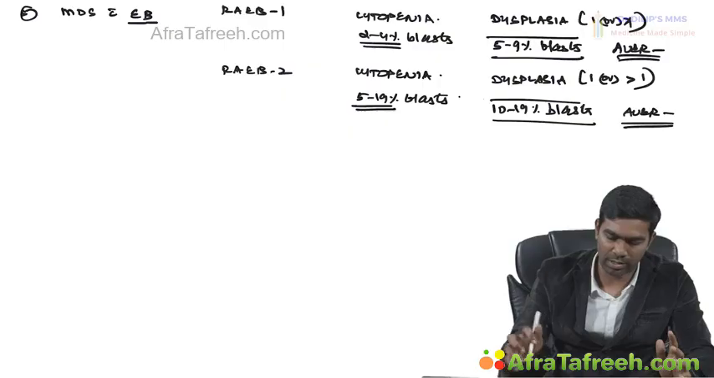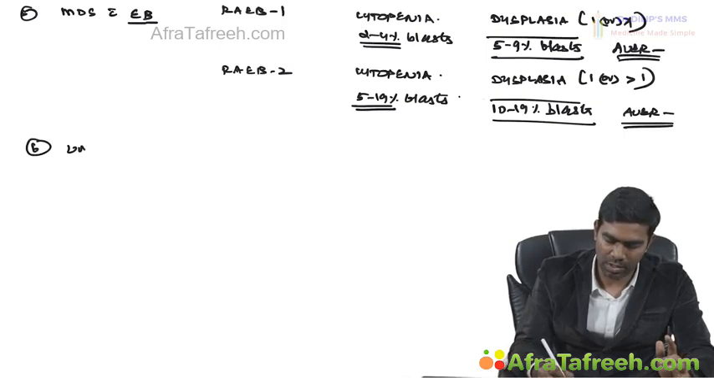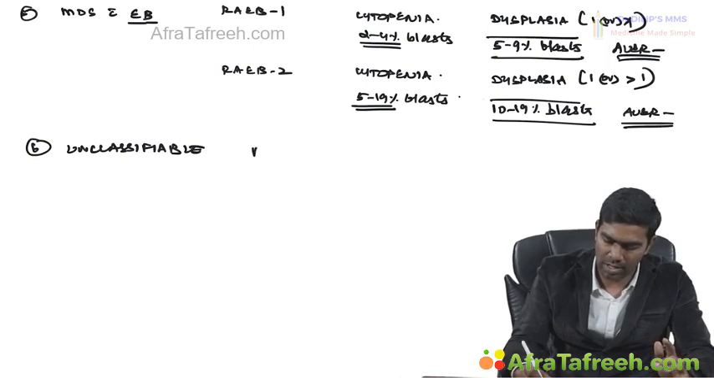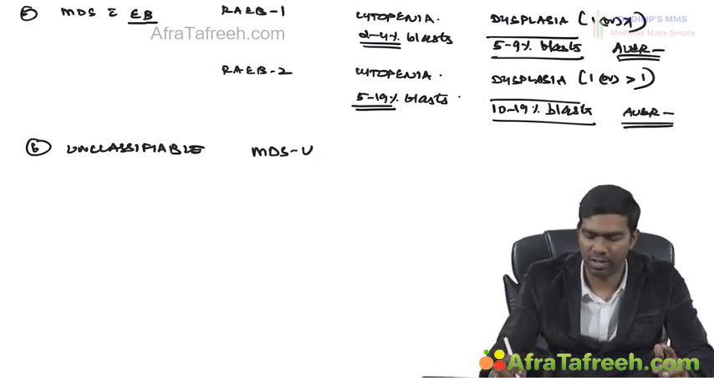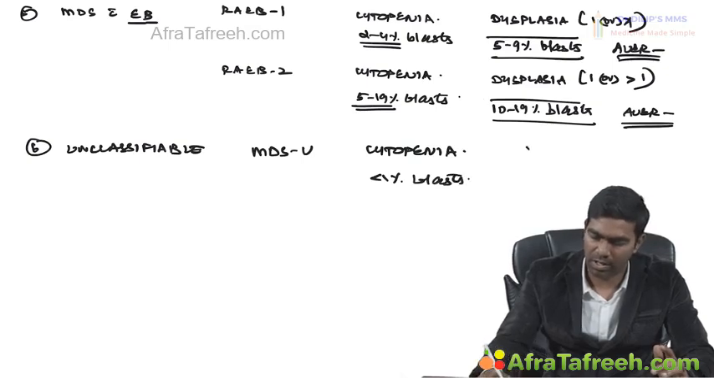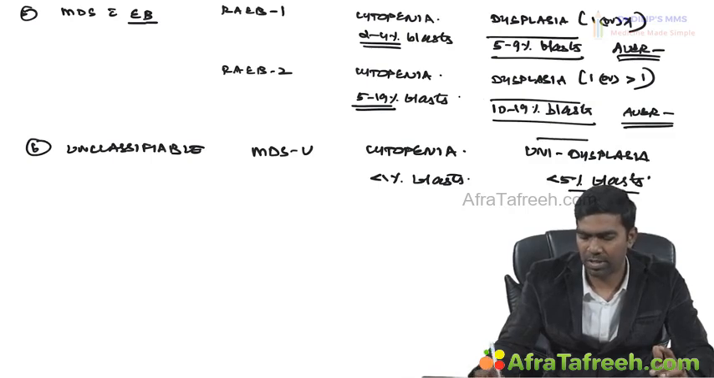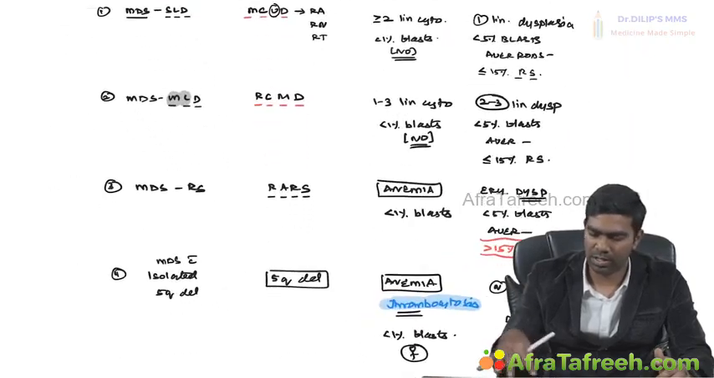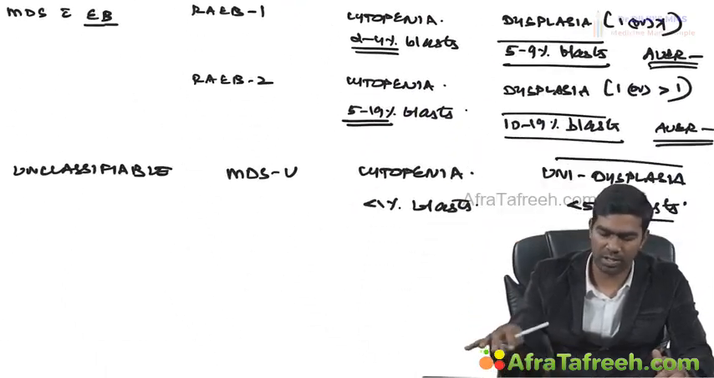Cytopenias don't matter, whatever the cytopenia is, I don't care in this. Then you have something called unclassifiable MDS, that's called MDS-U, unclassified, where in the peripheral smear you can see cytopenias which can be single or multiple lineage. Again you will see less than 1% blasts in the peripheral smear, and typically you will have unilineage dysplasia, and in the bone marrow you are going to see less than 5% blasts. So this is all MDS unclassified. So these are the different features. Clear? So these are the important differences that you have to know.